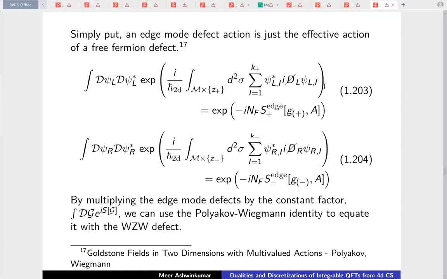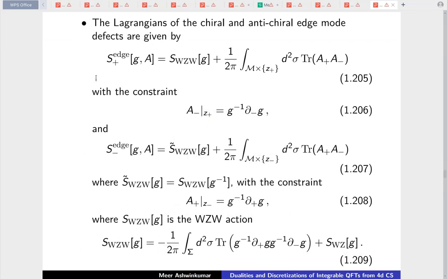So the free fermion defect, the chiral free fermion defect, say when you have a multi-flavor chiral free fermion defect with K plus fermions, this can be rewritten as an edge mode defect where we set K plus equal to N_F. And here, this edge mode defect will actually take the form of a WZW action. And likewise, the antichiral free fermion surface defect also has the form of some kind of WZW defect. The explicit form is given here. So this is what we call the edge mode defect. There's some counterterm we need to include over here.